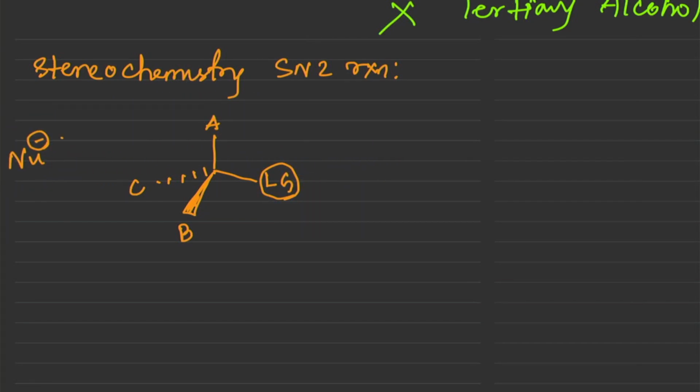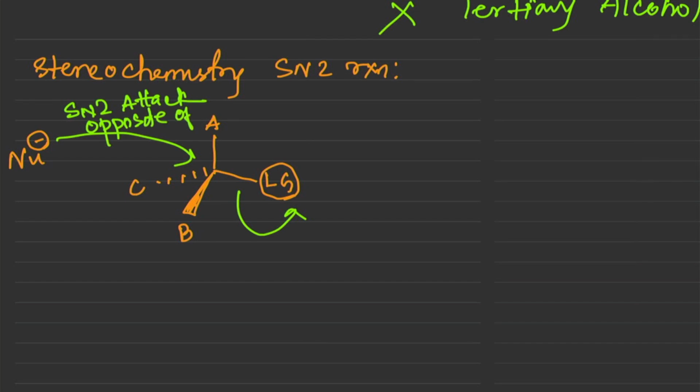So nucleophile is attacking from the back. So this is SN2 attack, opposite of the leaving group. Okay, so if the leaving group was up, then you should approach from the bottom. If the leaving group is towards the bottom, then you approach from the top. So always opposite.